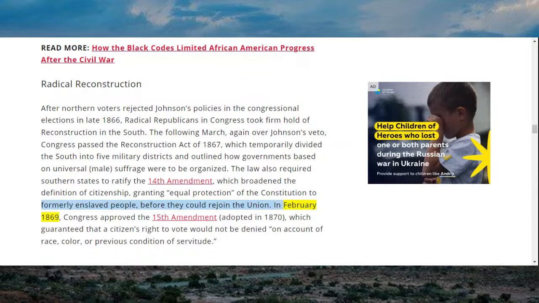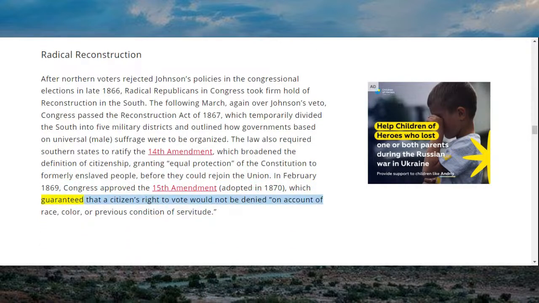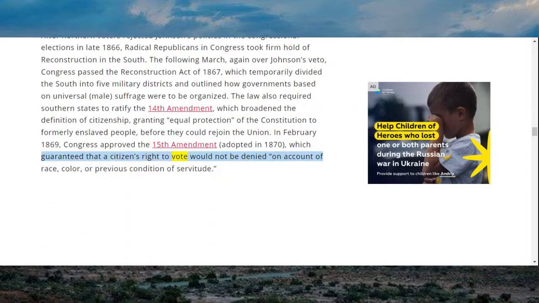In February 1869, Congress approved the 15th Amendment, adopted in 1870, which guaranteed that a citizen's right to vote would not be denied on account of race, color, or previous condition of servitude.